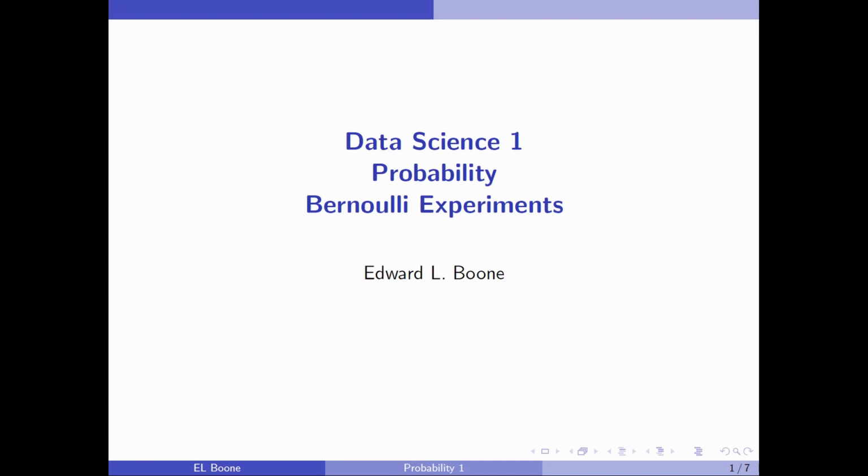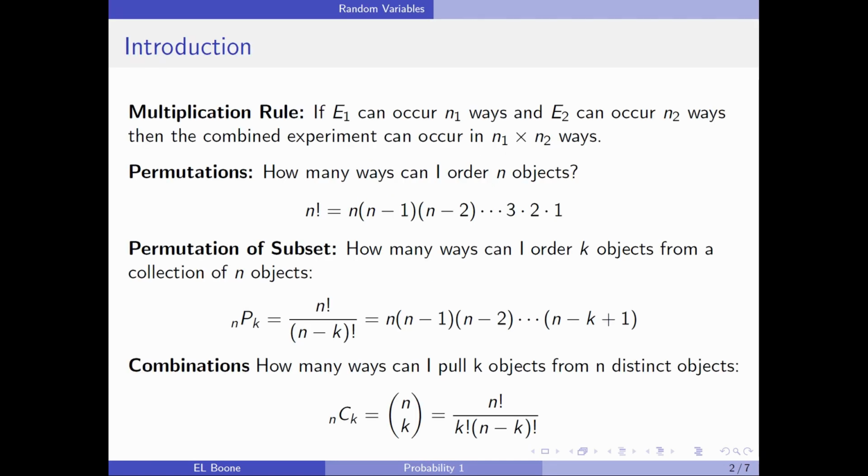Welcome to Data Science 1, Probability, Bernoulli Experiments. Okay, so far we've been talking about counting rules. We have the multiplication rule, permutations of a subset, combinations, and so on. Now, here we're going to take a little bit of a diversion, in the sense that we want to start thinking about experiments in and of themselves and how they can be looked at.